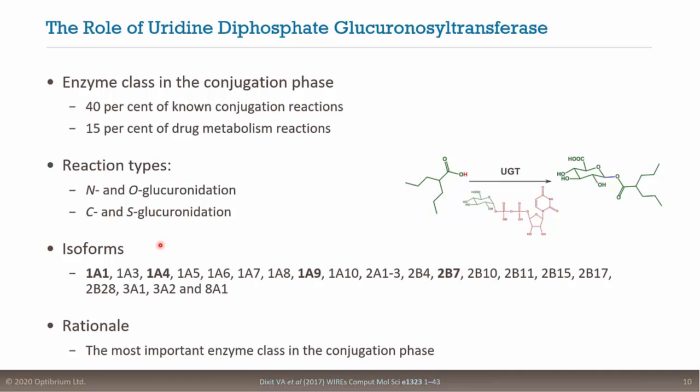Now, UGTs have way more isoforms than FMOs, and we had to make some kind of a choice here. So we chose the isoforms 1A1, 1A4, 1A9, and 2B7 because first of all, they are prevalent in the liver, but also they are known to metabolize drug-like compounds. And the rationale for choosing UGTs is that obviously they're the most important enzyme class in the conjugation phase.